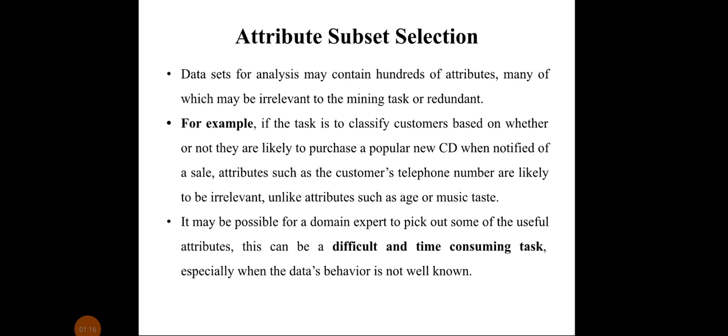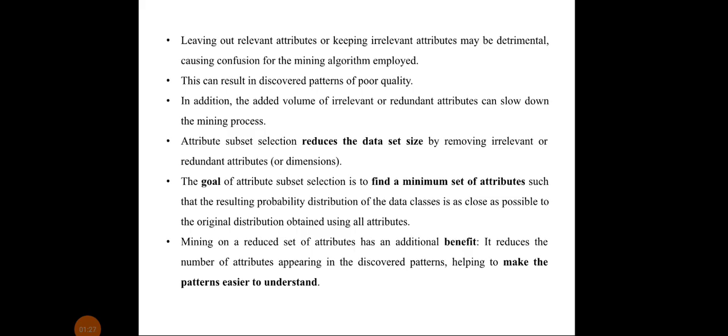It may be possible for a domain expert to pick out some of the useful attributes. This can be a difficult and time-consuming task, especially when the data's behavior is not well known. Leaving out relevant attributes or keeping irrelevant attributes may be detrimental, causing confusion for the mining algorithm employed. This can result in discovered patterns of poor quality. In addition, the added volume of irrelevant or redundant attributes can slow down the mining process.